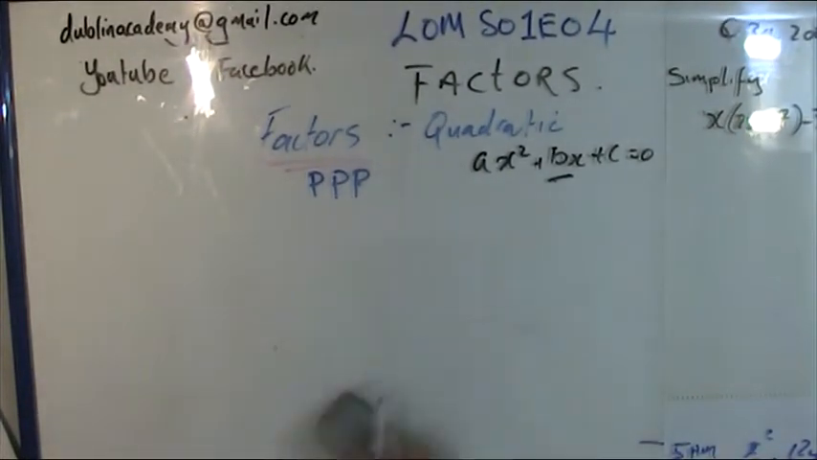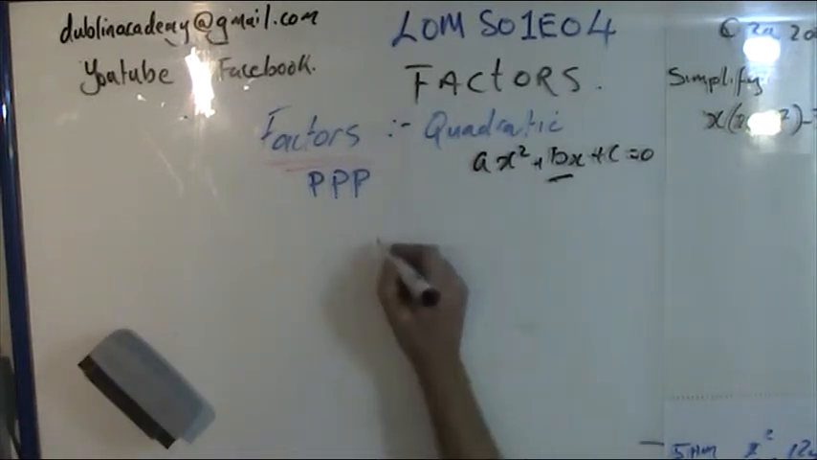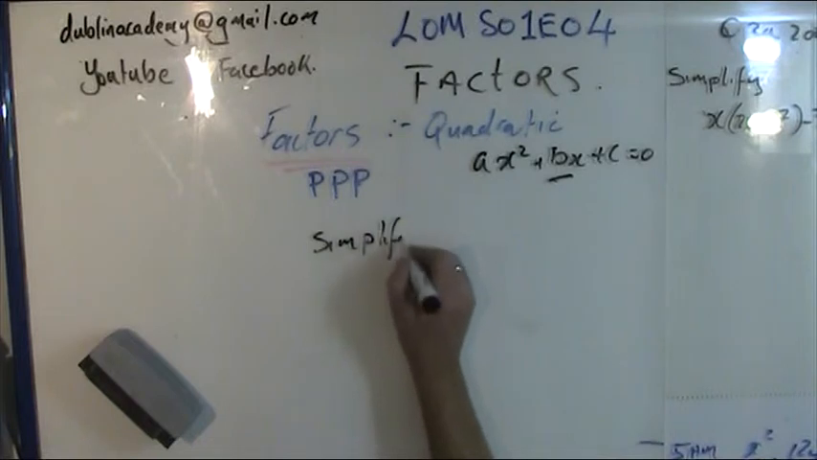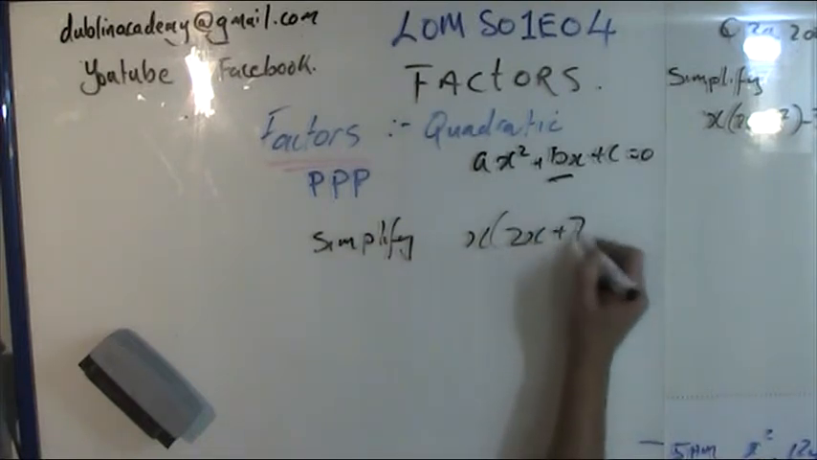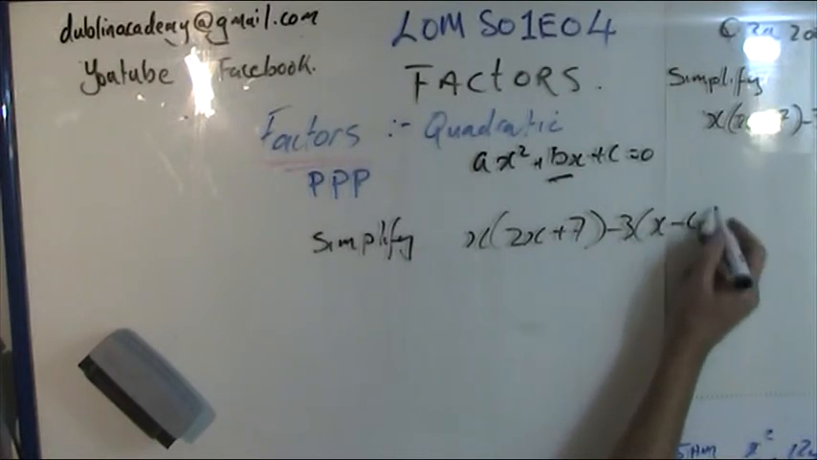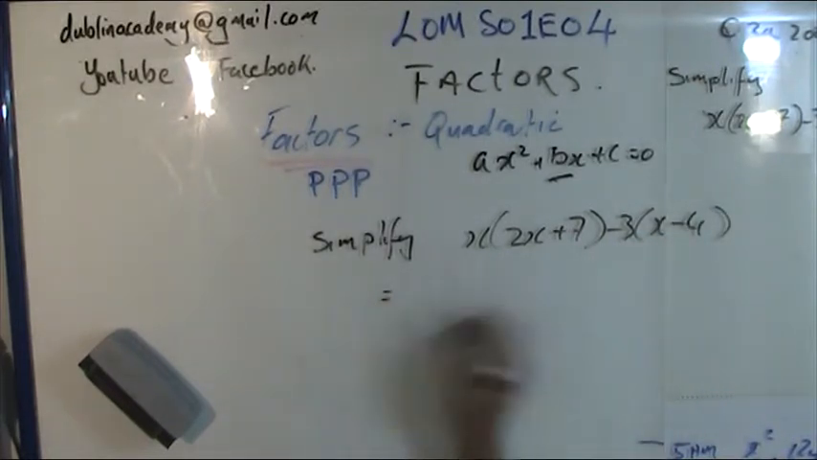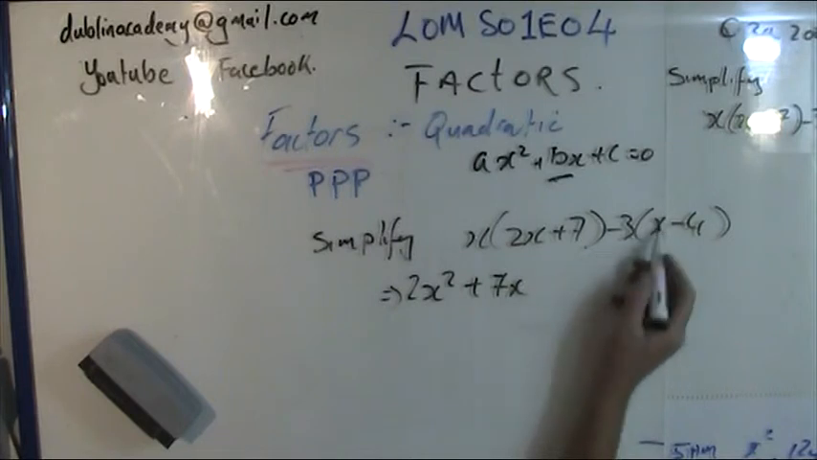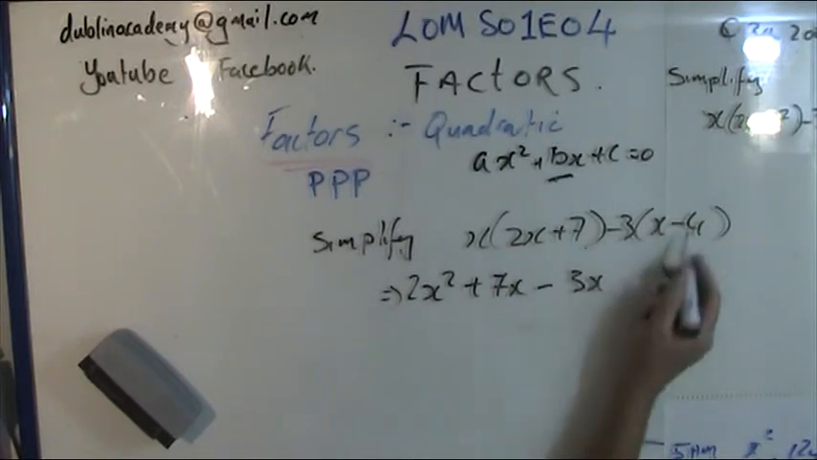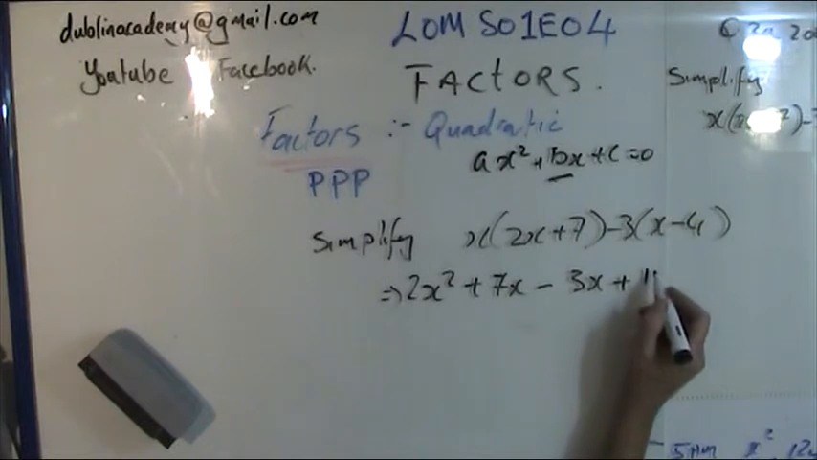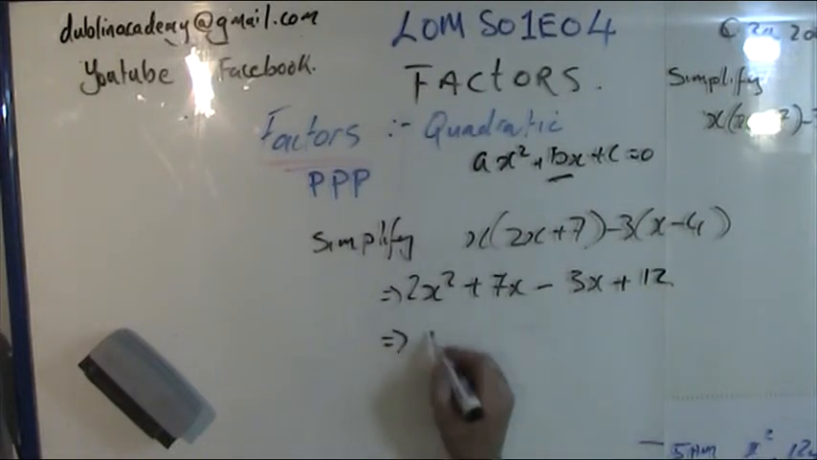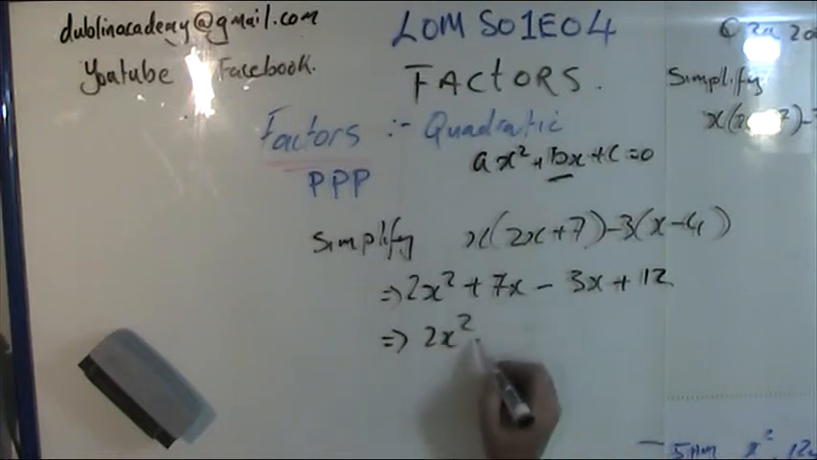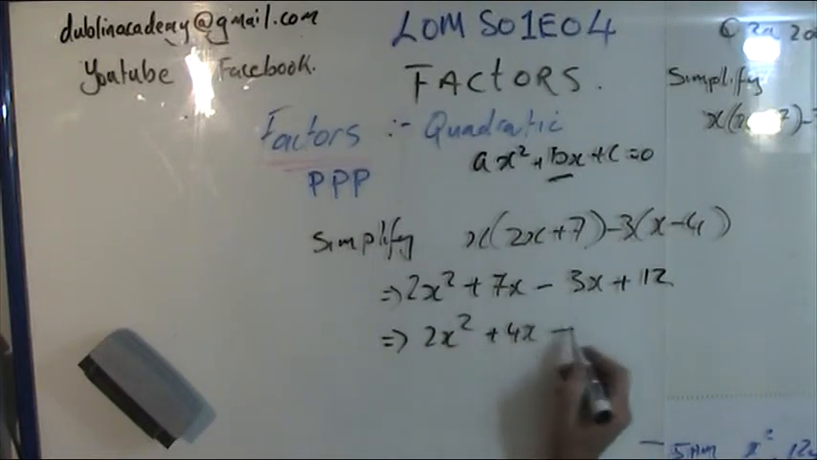Now let's have a look at something else. Let's say it says simplify this one. Simplify x times 2x plus 7 minus 3 times x minus 4. Multiply them out, simplify. Well, we have to do something with them, so multiply them out. So we got 2x by x is 2x squared. X by 7 is 7x. No signs to be worrying about except this one. Minus by a plus is a minus, 3 times x. Minus by a minus is a plus, 3 times 4 is 12. Bringing the x's together, you got 2x squared plus 7x minus 3x is plus 4x plus 12.